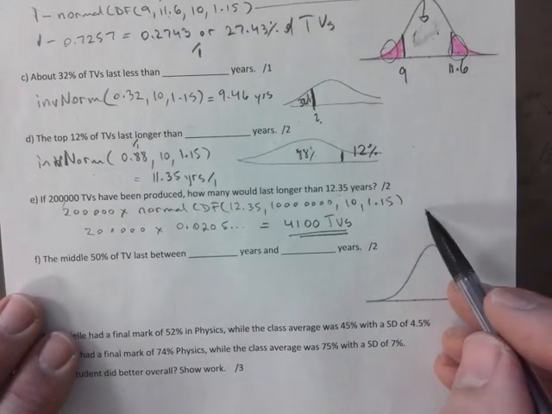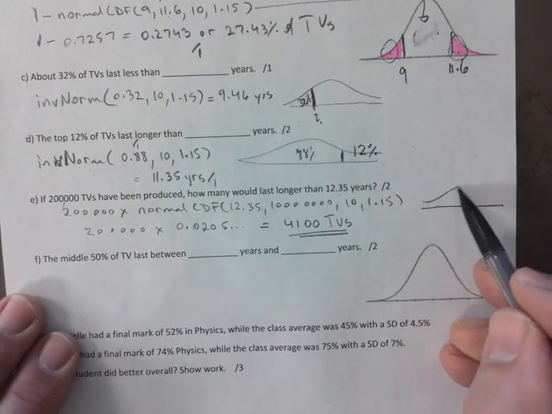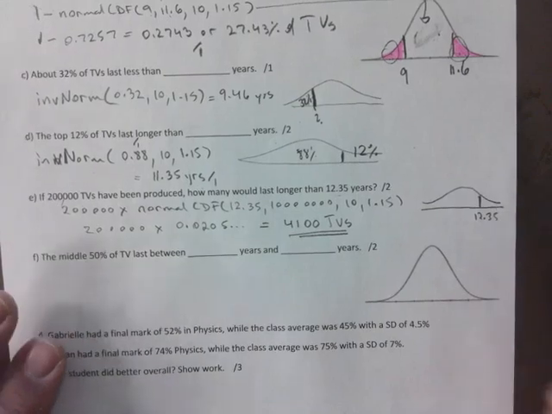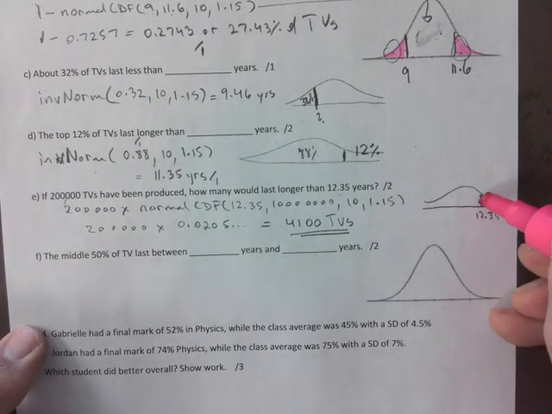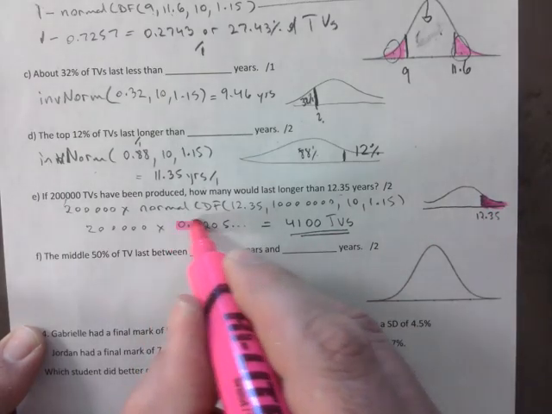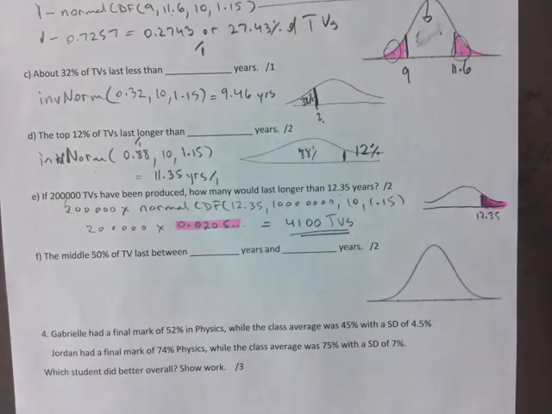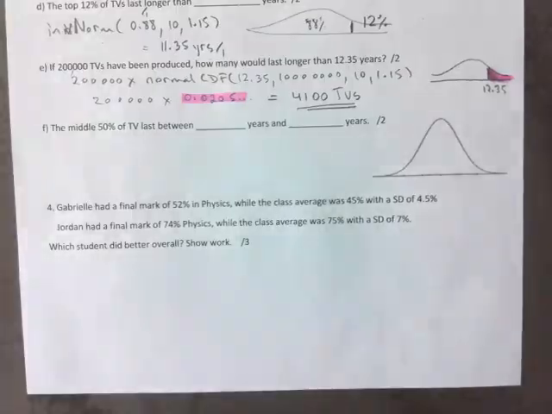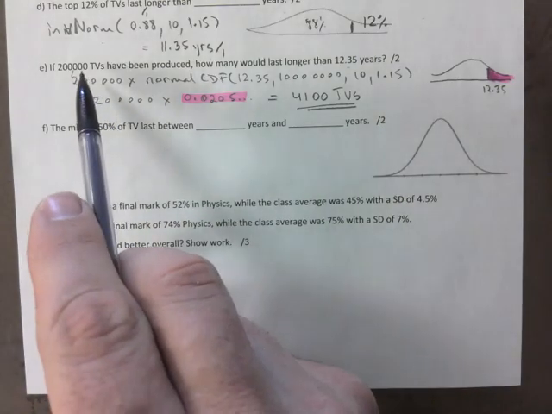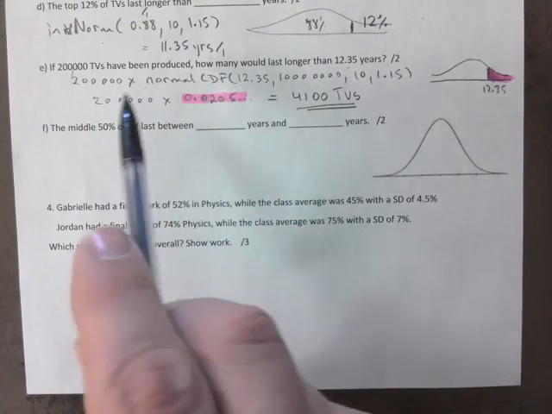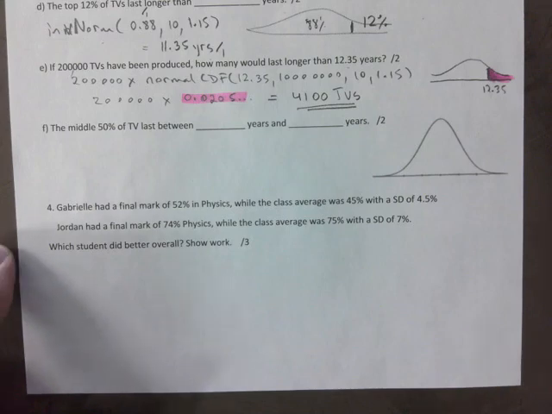And if you're wondering, if you want to do a little bell curve, 12.35 maybe here, and so there's a little bit of a tail here of TVs that last longer, and so that is this part. Okay, so you multiply that if it's wanting the actual number of TVs. So if I give you a number produced, that means that you have to do two steps. Find the percentage, keep it as a decimal, of course, then multiply it by the number that has been produced.